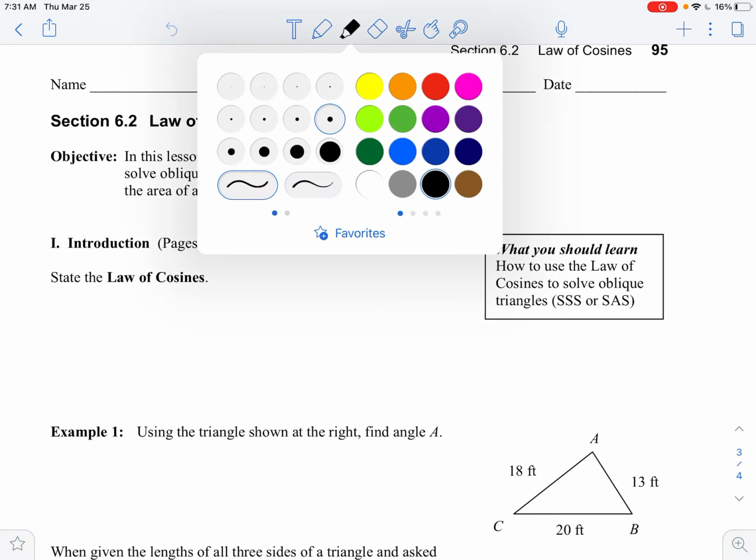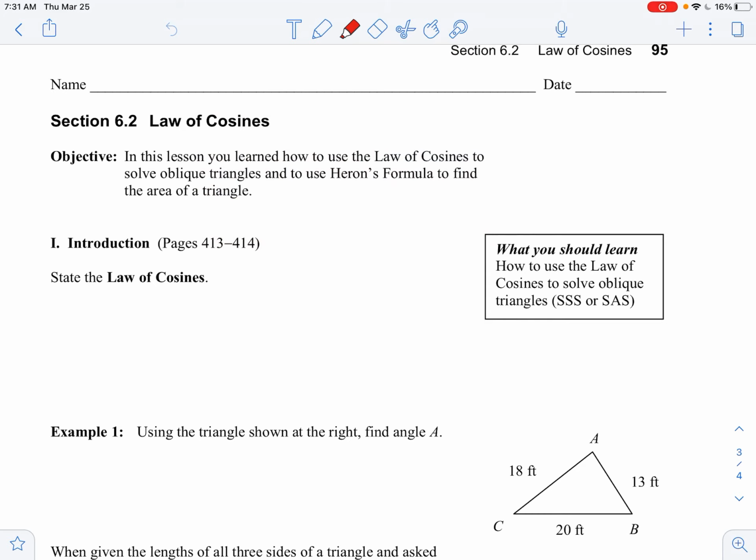And in this lesson, you are going to learn how to use the law of cosines. We're going to solve oblique triangles and use Heron's formula to find the area of a triangle, okay? So here is what the law of cosines is.